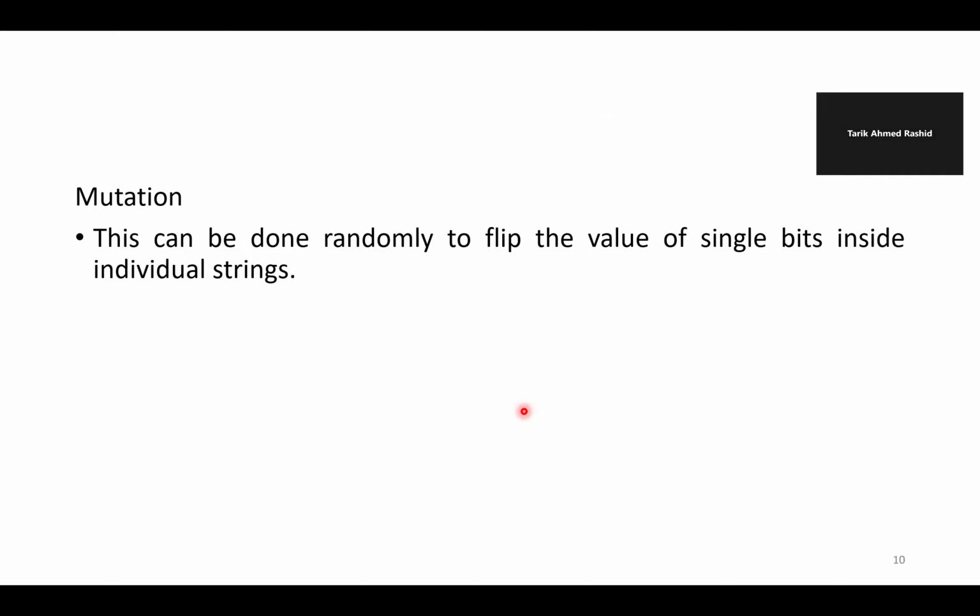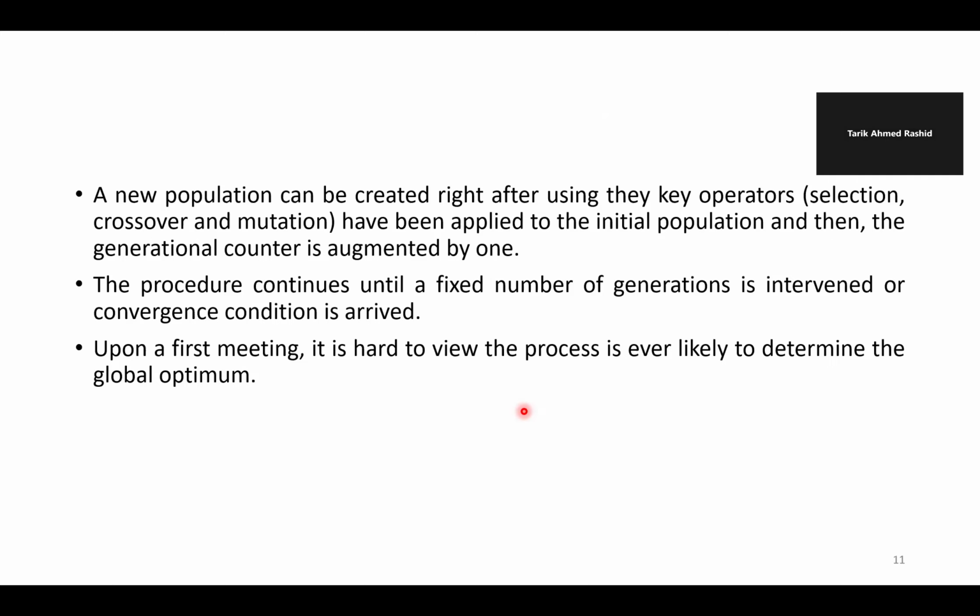Mutation, this is an optional operator, which randomly flips one bit of one solution. So this operator can be done within one solution, one individual, one chromosome. Either you flip 0 to 1 or 1 to 0. Then a new population can be created right after using the key operators selection, crossover, and mutation, and the process goes on until convergence is arrived.